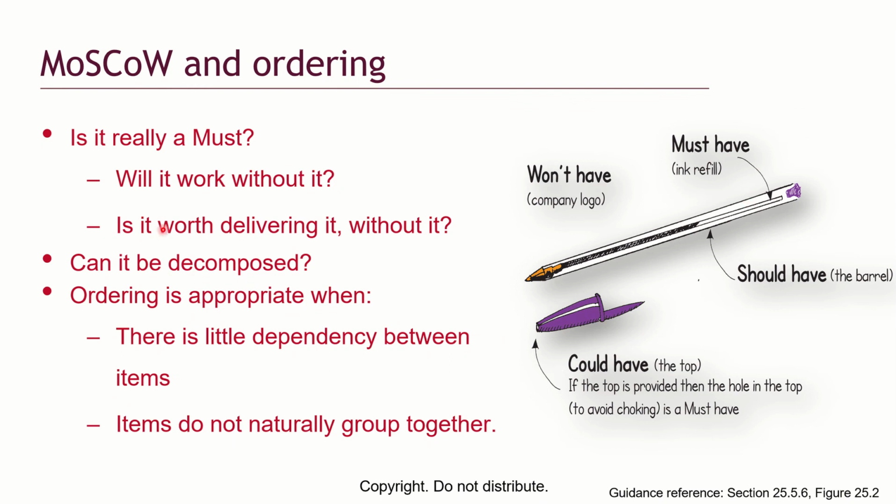Okay? Can it be decomposed? Meaning, can you break it down? The must have, can you break it down? Then ordering is appropriate. When you break down, you must order it appropriately. You must identify where there are dependencies. I'm sure you must have used a pen before without the casing, without this barrel. Have you used a pen like that before to write?